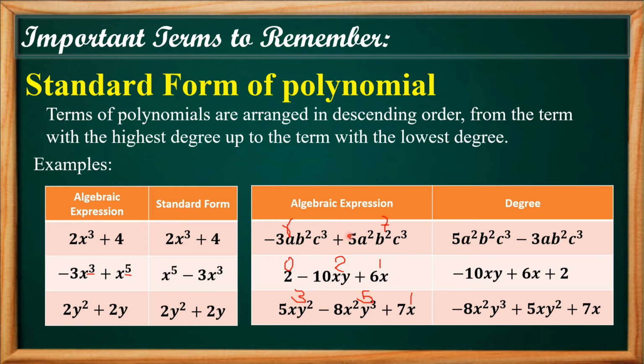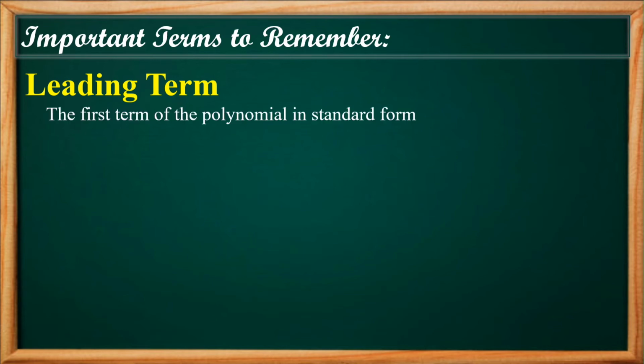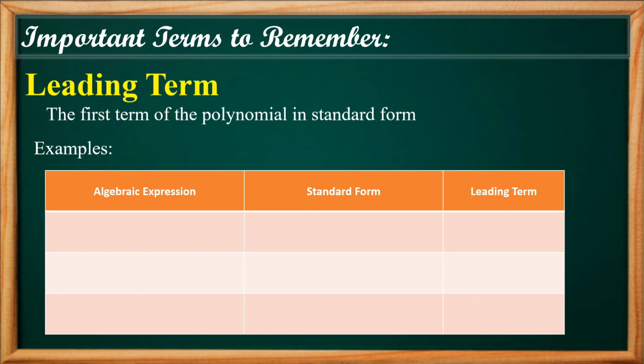Okay, ganun lang ang pagsulat ng standard form. It must be arranged in descending order from highest degree to the lowest degree of a term. Okay? Next, we have here the leading term. The first term of a polynomial in the standard form. Kapag naka-standard form na ang ating polynomial, yung pinakauna na term, yun ang leading term natin.